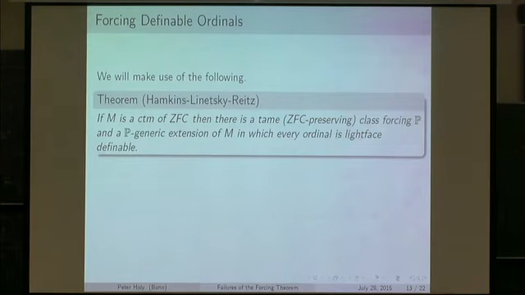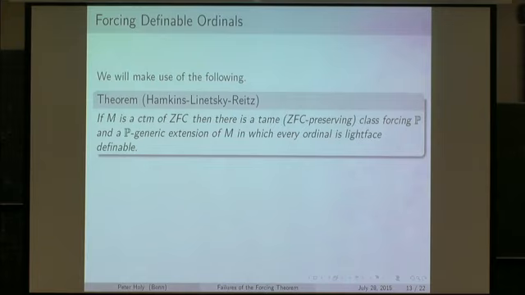Okay, now I want to get to the main result. As I said, the truth lemma follows from the definability of the forcing relation. And so the main result is now that you can also have a failure of the truth lemma consistently. We'll make use of a theorem by Hamkins, Linetsky, and Reitz, which I'm actually stating in a weaker form than the actual theorem is, but that's enough for our purposes here.